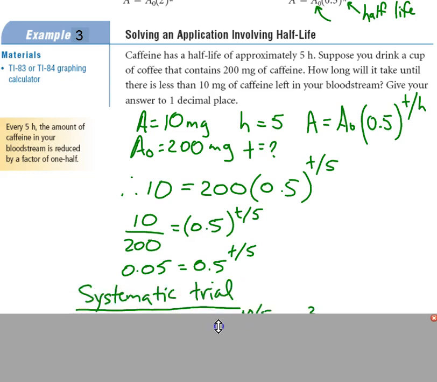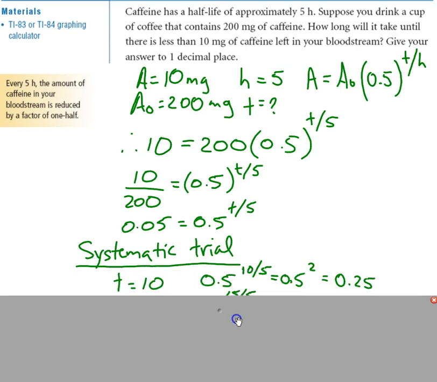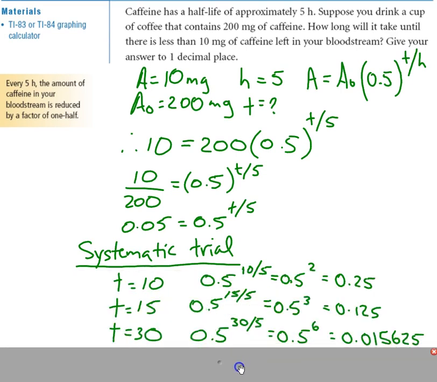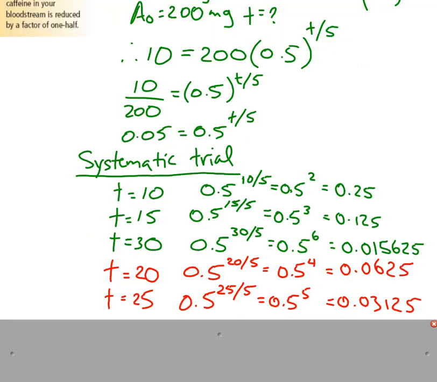Now here, instead of using a graphical approach, I'll try systematic trial. Okay, I'm going to try a few values here to show the results. I used t equals 10, 15, and then I jumped up to 30. I saw that raising 0.5 on the right side to fractions divided by 5, I had to get up to 30 over 5 before I got down small and nice. A couple more values between 15 and 30.